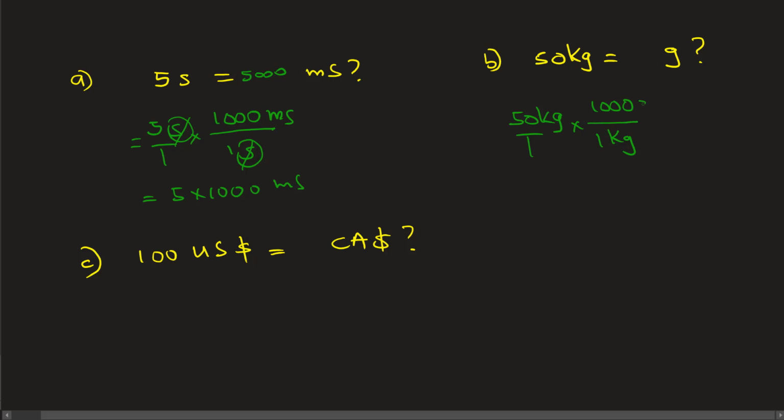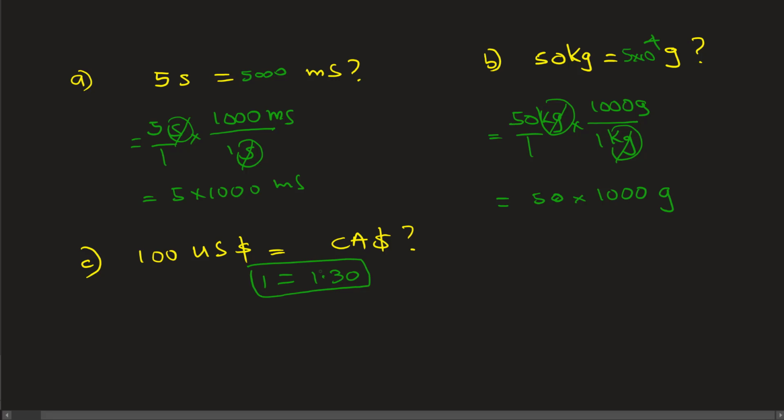So 50 kilogram, 1 kilogram is 1000 grams. So kilogram to kilogram cancels. So you end up with the grams. So just multiply the 50 to 1000, 50,000, or 5 times 10 to the 4. So that's the grams, right?